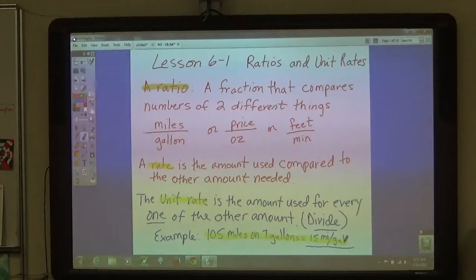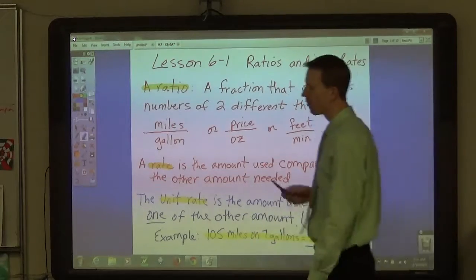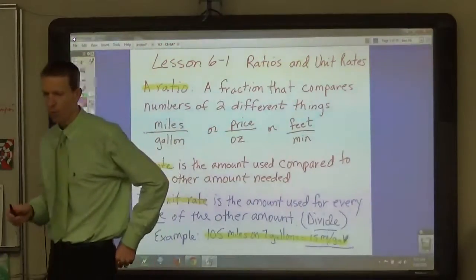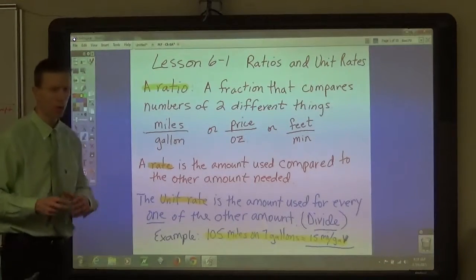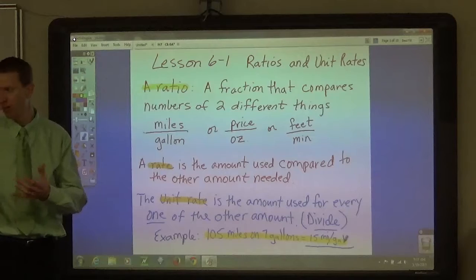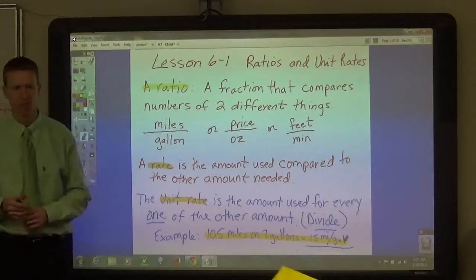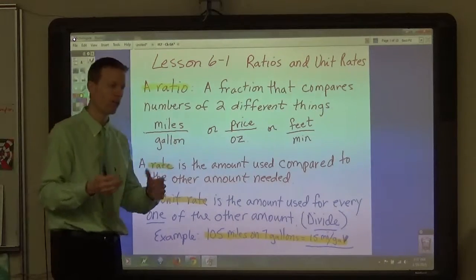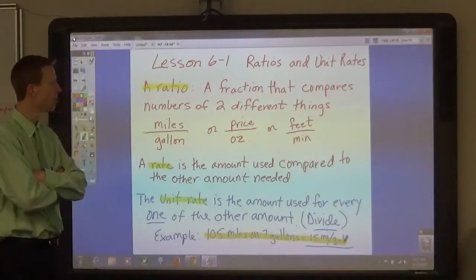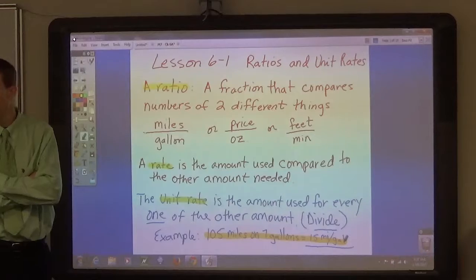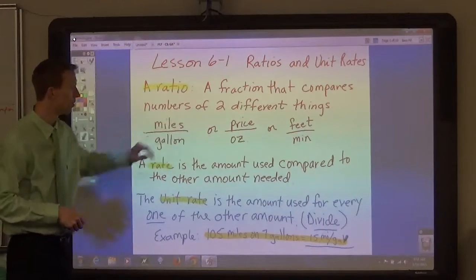All right, class. We're starting chapter 6 in pre-algebra. And the first lesson in chapter 6 is about ratios and rates. First of all, let's talk about what a ratio is, because it's a little bit different than a normal fraction. It is a normal fraction, but a ratio compares things of two different amounts, or two different labels.